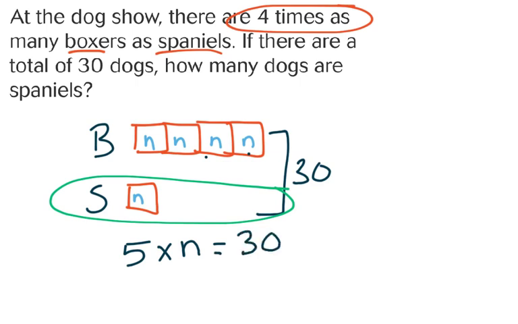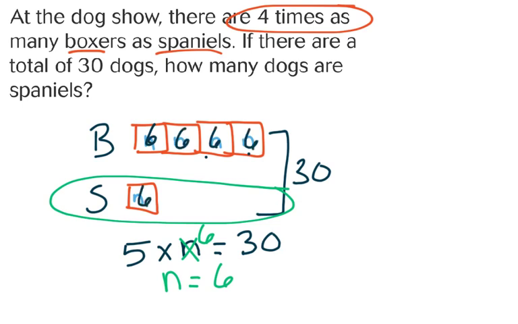Now, in order to solve for n, I need to think multiplication. 5 times what is going to give me 30? My n is going to be equal to 6 because 5 times 6 is equal to 30. I'm going to go back into my problem and I'm going to replace all of my n's with 6's.